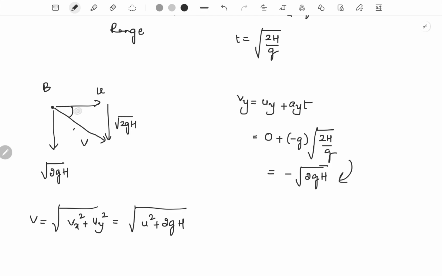Now if you are interested to find what angle its velocity would make with the horizontal, the tan theta is given by, if you see in that triangle, opposite divided by adjacent. So that's how you can find the angle theta.